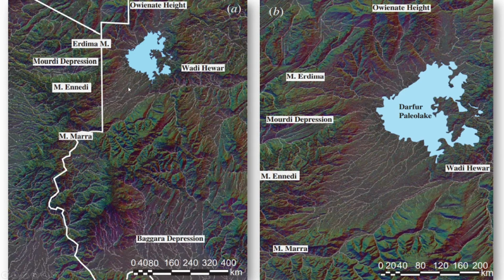The Erdima tributaries, west, drain from the Erdima mountain in Chad and terminate at the unnamed depression, with 175 kilometers in length. The Mara tributaries drain from Mara mountain and terminate at Wadi Hawar, 418 kilometers in length. The Mara tributaries drain from Mara mountain and terminate at Buggar depression in the southeast with 350 kilometers in length.